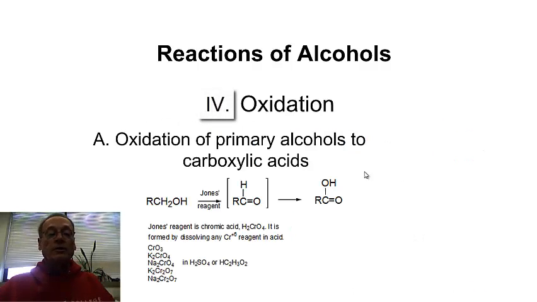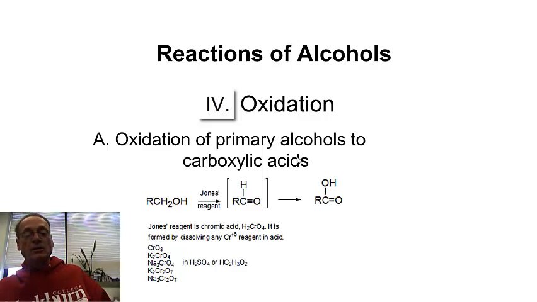Now the fourth, that should be a 4, not a 3 there. The fourth major type of reaction is oxidation, and this gets a little bit complicated. There are 4 different ways that you can oxidize alcohols. The first one happens if you have a primary alcohol. I've written the alcohol here with a CH2 just to emphasize that this is dealing with primary alcohols. Then we use a reagent called Jones reagent, and you can memorize it as simply Jones reagent.